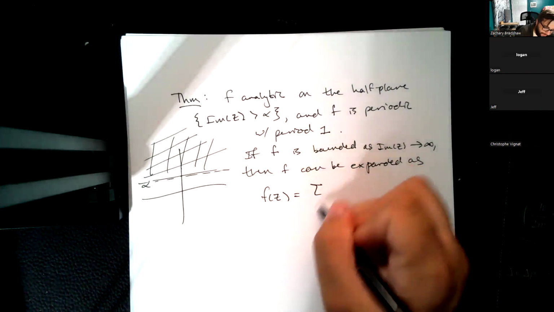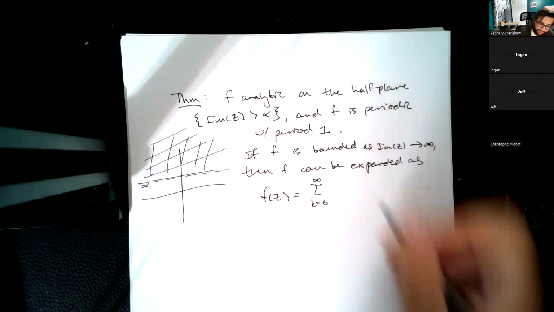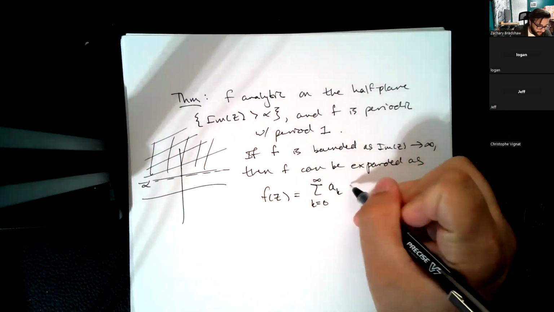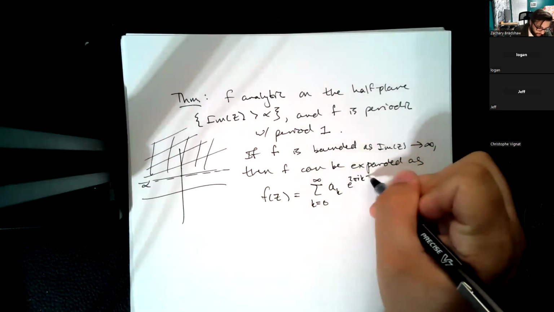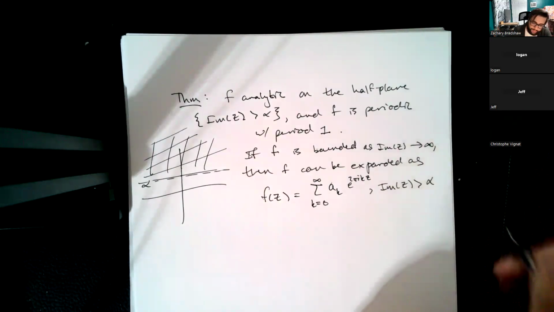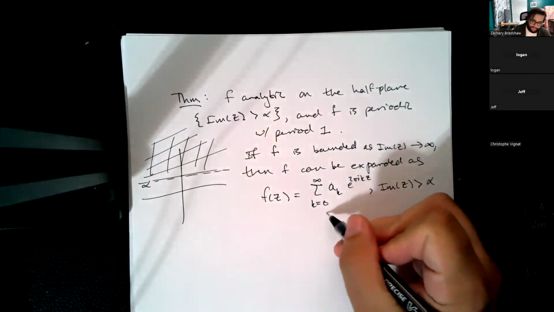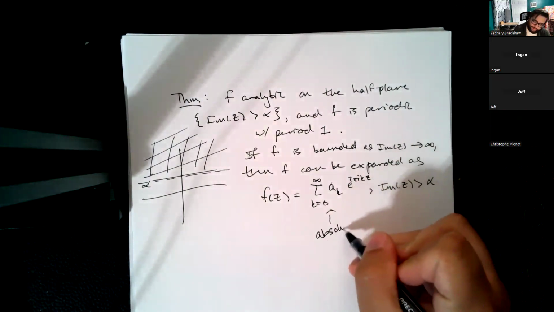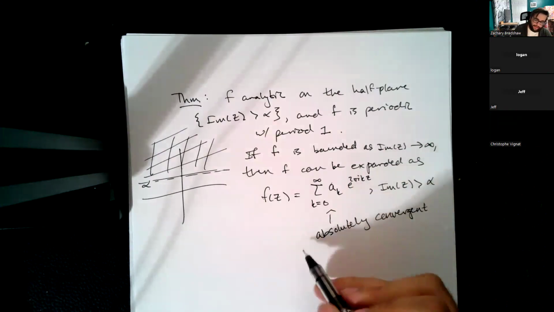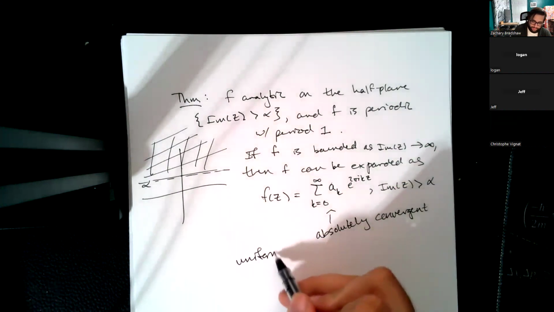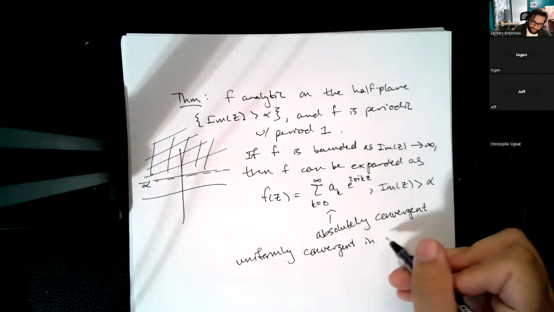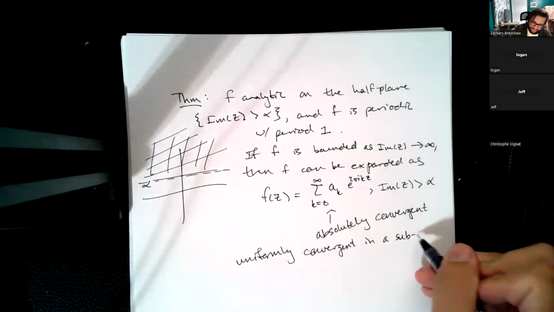It can be expanded as, well, actually, this time a power series rather than a Laurent series. This is for the imaginary part of z greater than alpha, so the half plane. And again, this is absolutely convergent. And it's also uniformly convergent in what I'll just call a sub half plane.